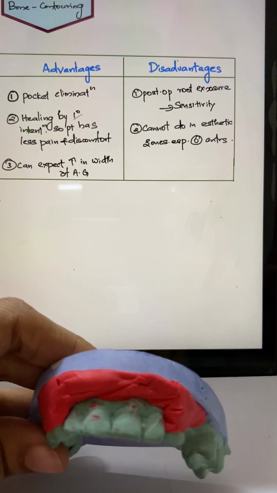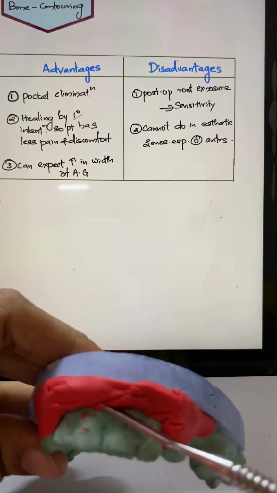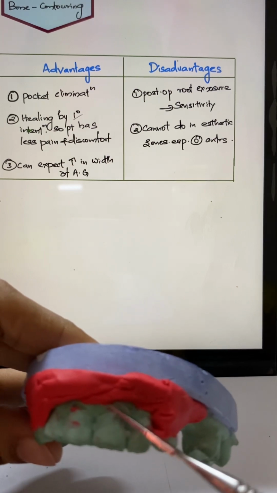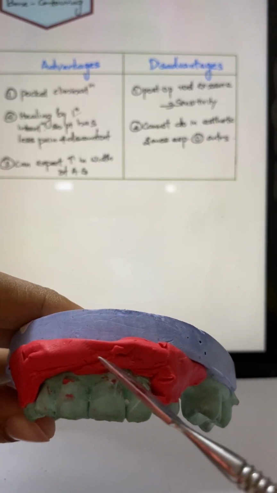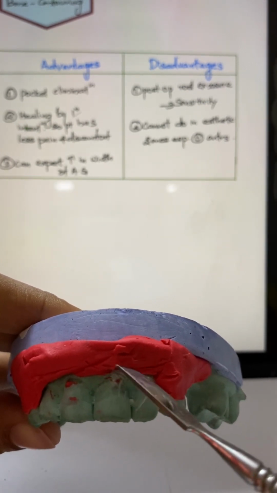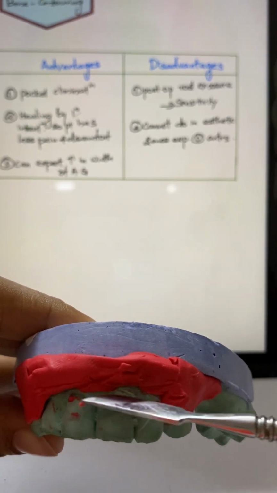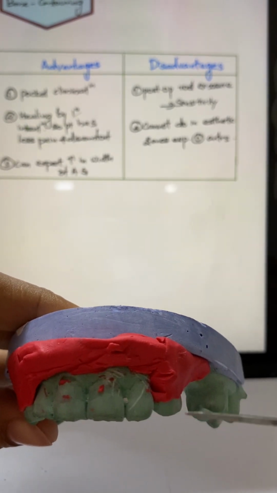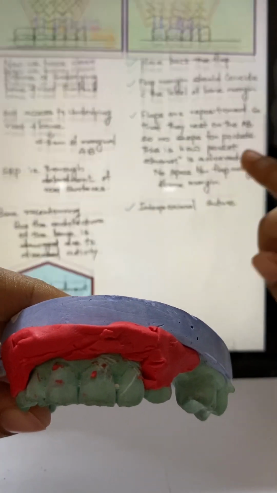The disadvantages are sensitivity, because the root is exposed more here, so the patient can feel sensitivity. This technique also cannot be done in the aesthetic zones, especially in the upper anterior area. We cannot do this because we have cut away this much portion, so this area will be exposed, and it would be unaesthetic. So this is all about the original Widman technique.